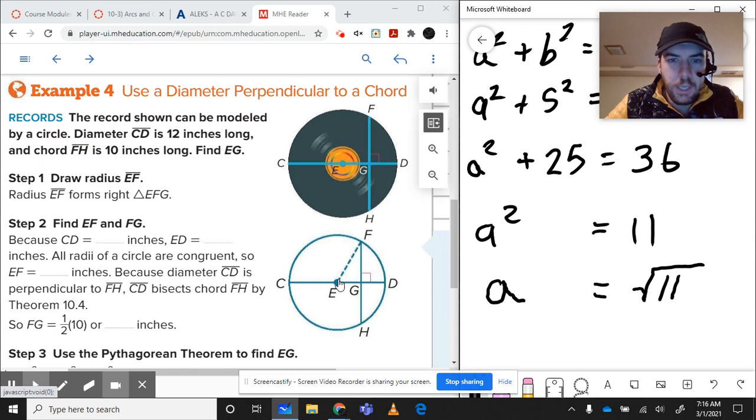Okay, so occasionally we'll be using right triangles in conjunction with circles to find certain measurements within the circle. Okay, but that is it for example number 4.